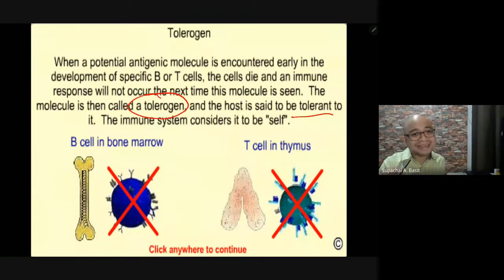Because they were encountered at the early development of B or T cells, and those particular B and T cells didn't even fully develop because they die prematurely. So the next time around that the same molecules are encountered, they can easily be tolerated. Okay, so that's what we meant by tolerogen.